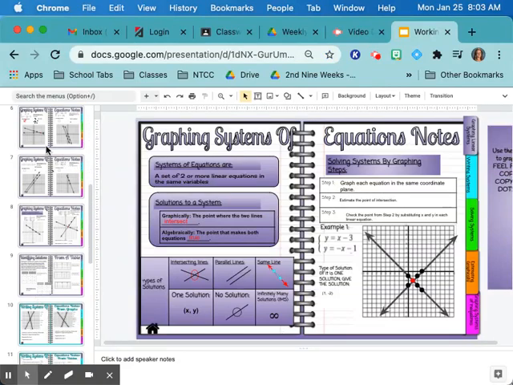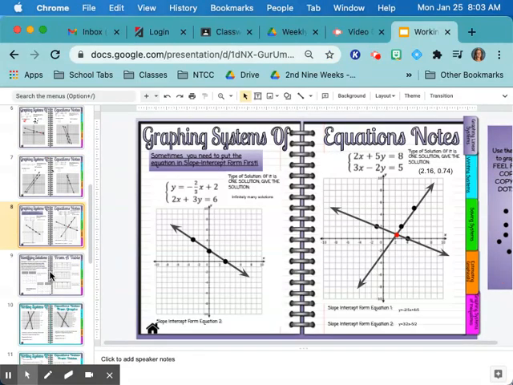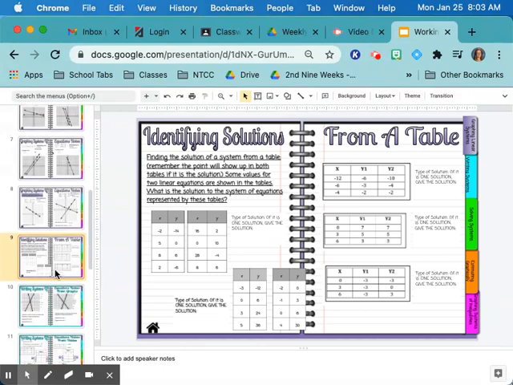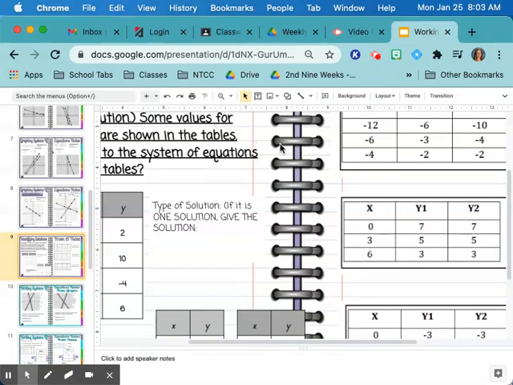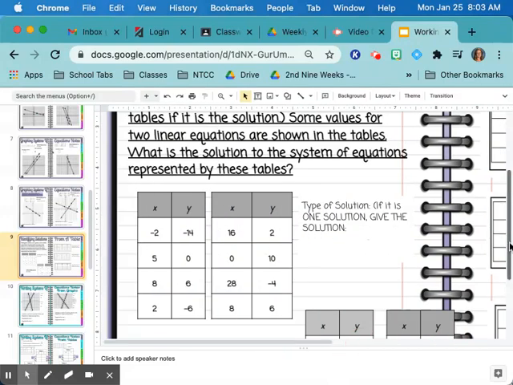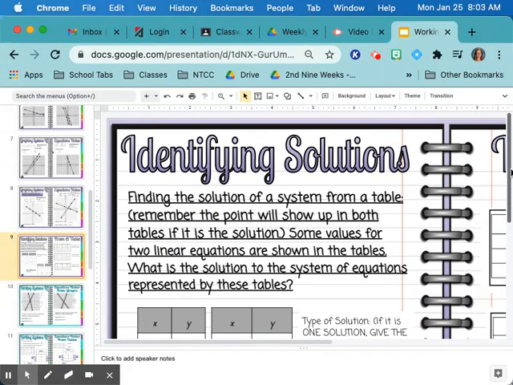We have completed through 8. Number 9 we are going to do. So let's go ahead and look at that. This is identifying solutions from a table. Finding the solution of a system from a table. Remember, the point will show up in both tables if it is a solution.